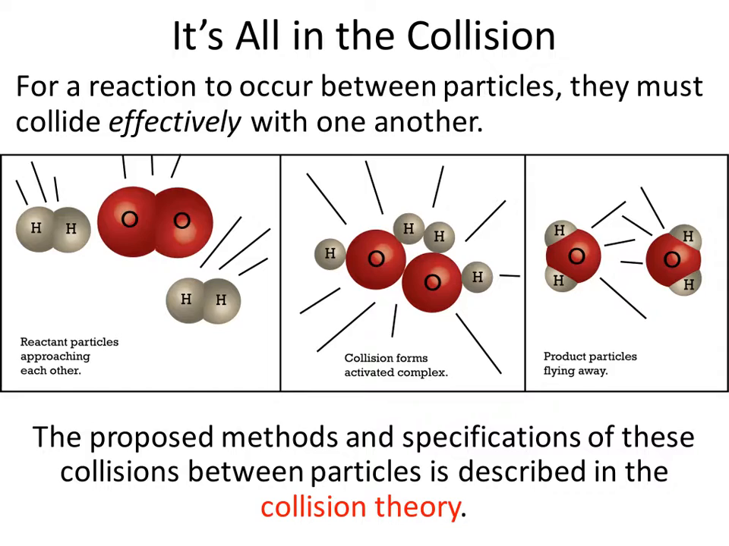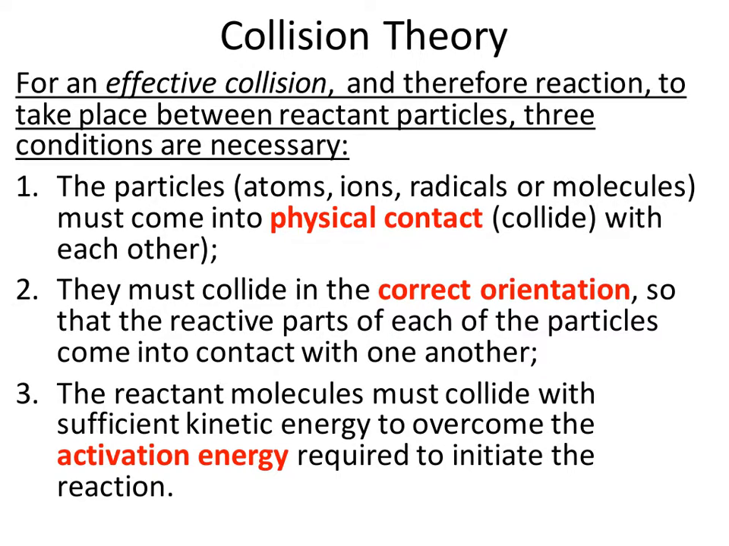Well, that's explained by something called the collision theory, and it's a proposed method and specification of what has to happen between these particles for there to be an actual reaction, aka turning a reactant or sets of reactants into products. So, for an effective collision, a few things have to happen. The particles, they could be atoms, ions, radicals, molecules, whatever, have to come into physical contact, aka they have to collide with one another.